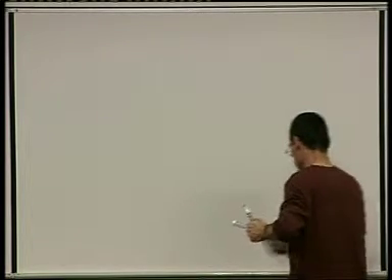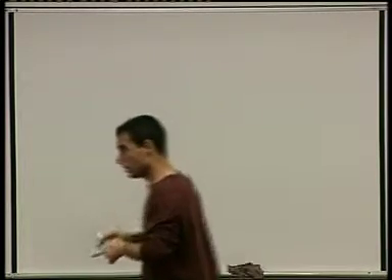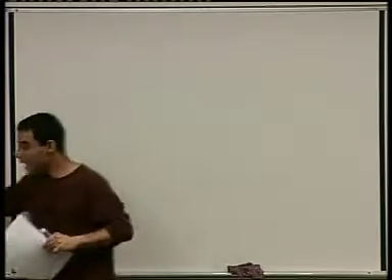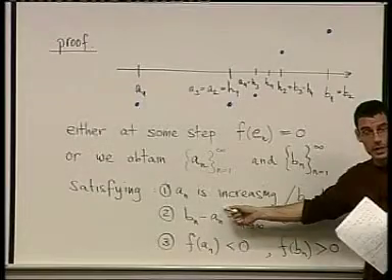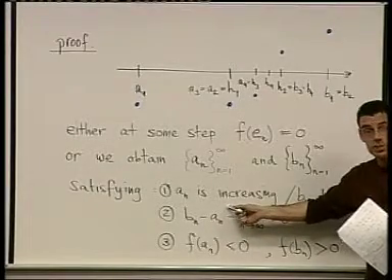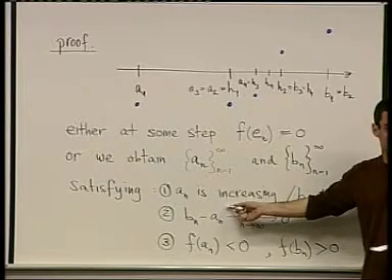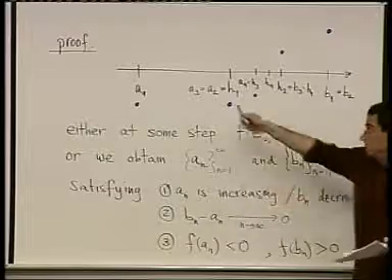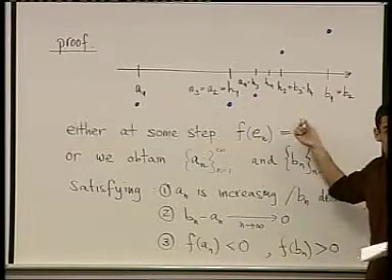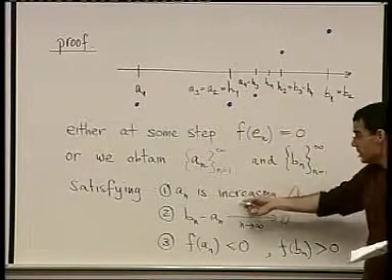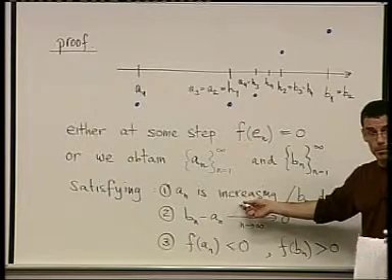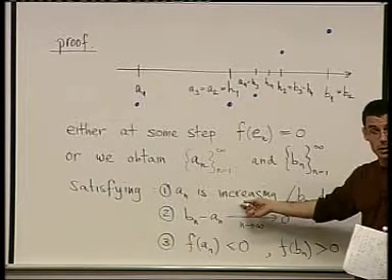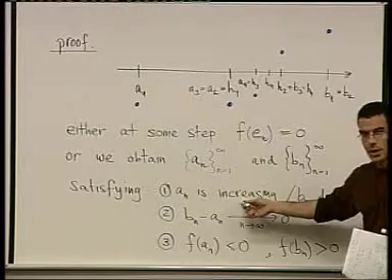Okay. So what? So a_n is an increasing sequence, and it's bounded. Why is it bounded? They all live between a and b, right? So it's bounded and increasing. What do we know about a bounded monotone sequence? It converges. So it has a limit.